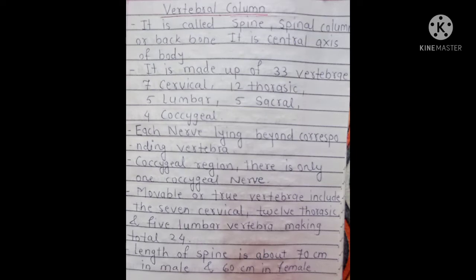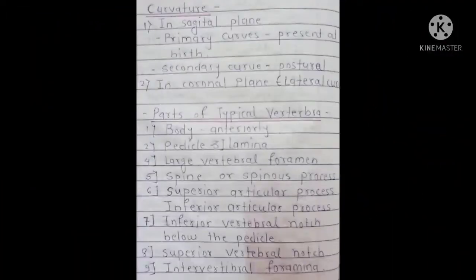Movable or true vertebrae include the 7 cervical, 12 thoracic, and the 5 lumbar vertebrae, making the total 24. Length of the spine is about 70 cm in a male and 60 cm in a female. The curvature in the sagittal plane: a primary curve present at birth and a secondary curve present in the posterior region. In the coronal plane, there is the lateral curve.